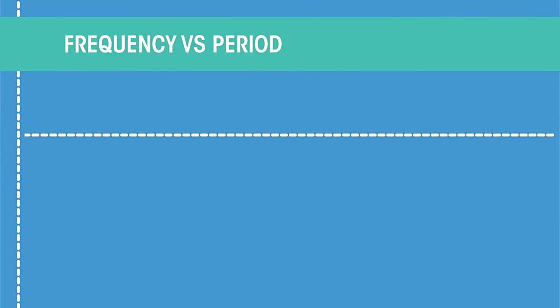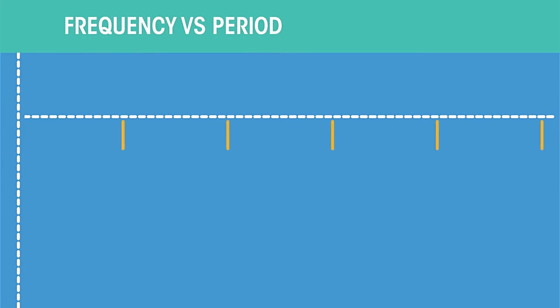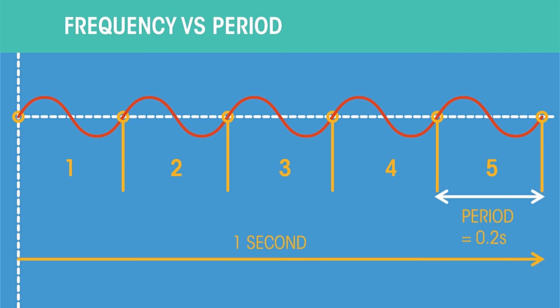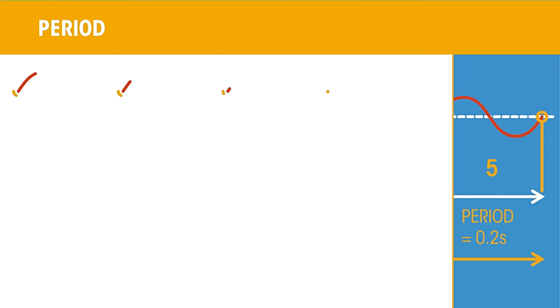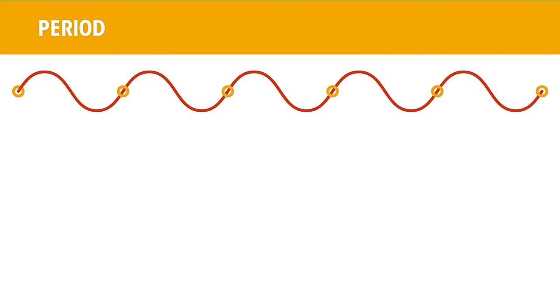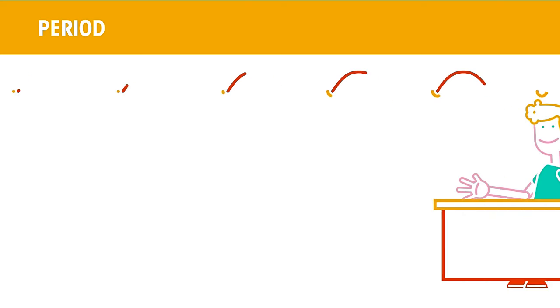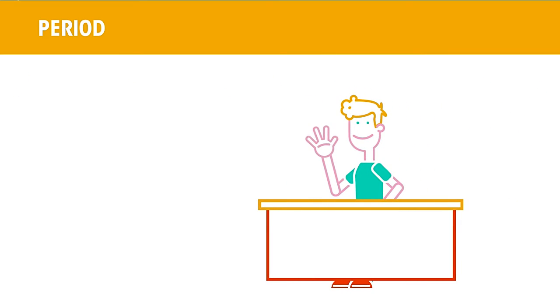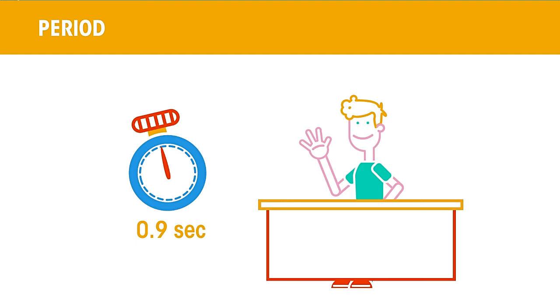The frequency and period are often confused. The frequency refers to how often something happens, whereas the period refers to the time it takes to happen. The period of a wave is the time for one complete cycle. So the time taken for one person to stand up, wave, and sit down. This would be measured in seconds.